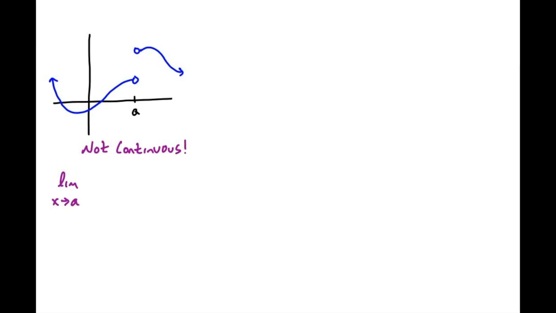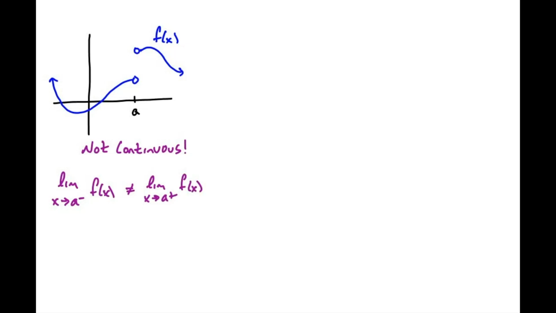We'd say the limit as x approaches a from the left of f of x. Oh, well, I guess I should give this function a name. We'll call it f of x. We'll say the limit as x approaches a from the left does not equal the limit as x approaches a from the right of f of x. That indicates that we've got a giant gap in our function, a jump.